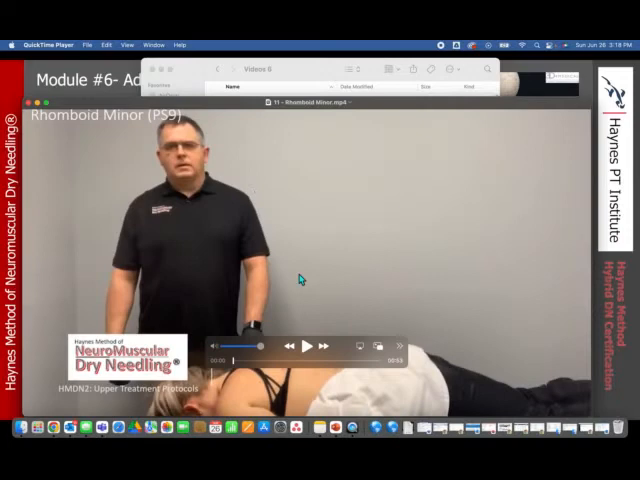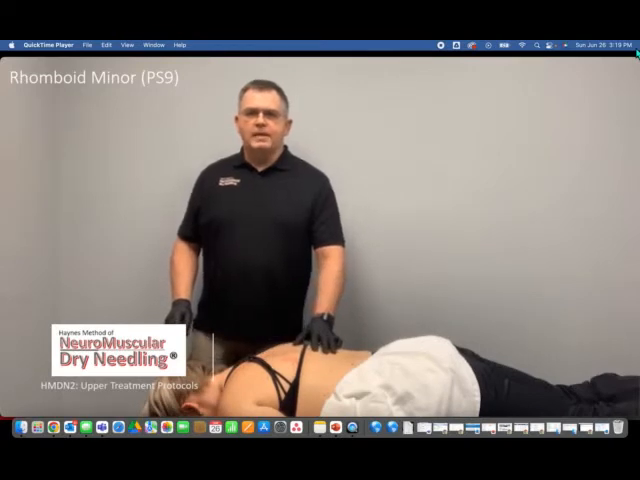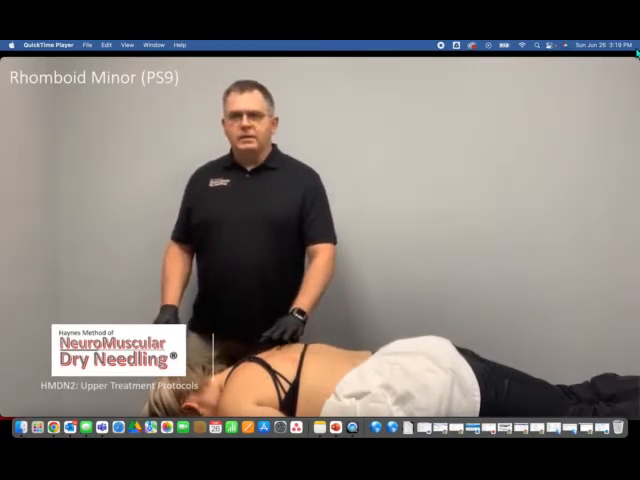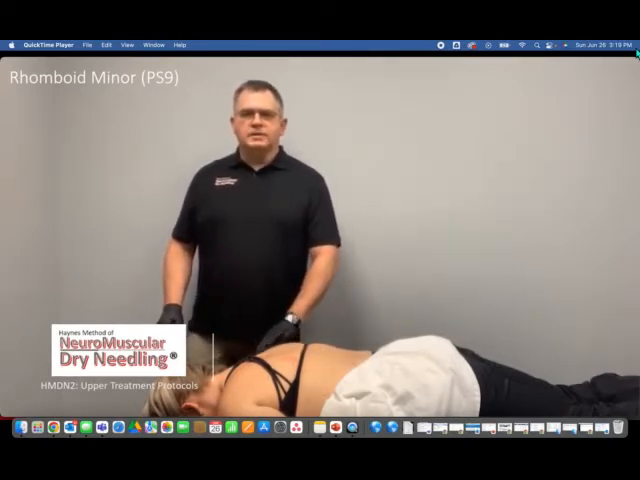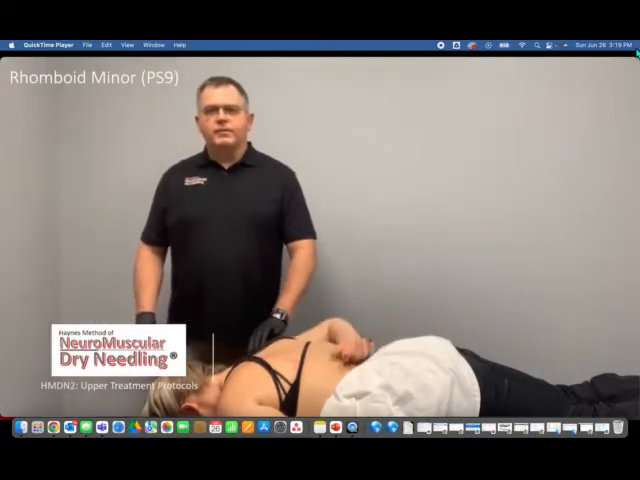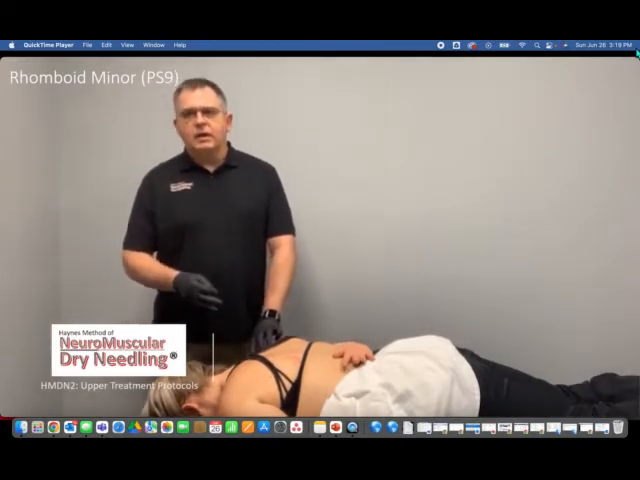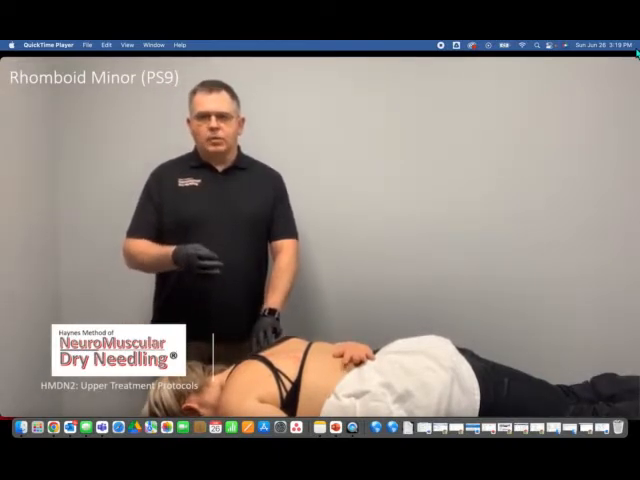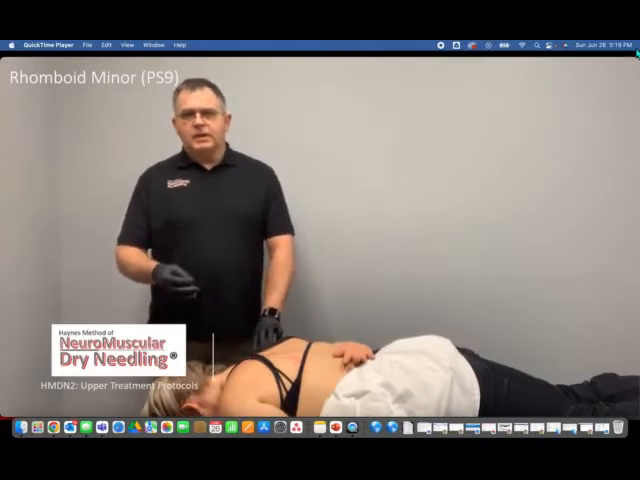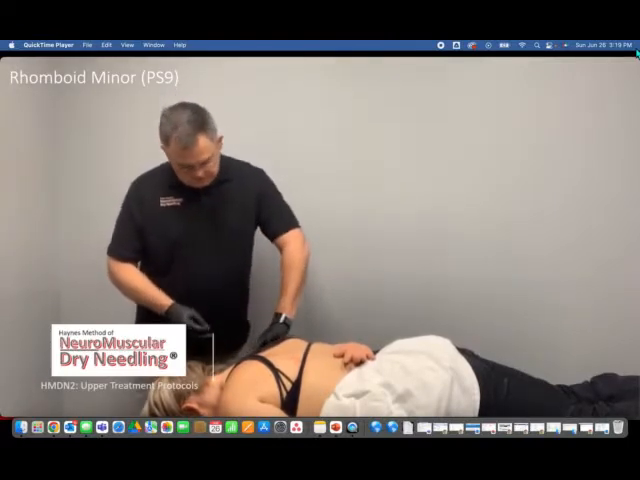Okay, and then rhomboid minor. For the rhomboid minor, the patient again is in the prone position with the hand behind the back, a 3 centimeter needle with the medial border of the scapula as our backdrop. With the patient's hand behind their back, we're going to use a profundus grip again to pull the medial border of the scapula away from the chest wall. And we're going to needle to the medial border, not anterior to the scapula, at the root of the scapula with periosteal pecking if necessary.